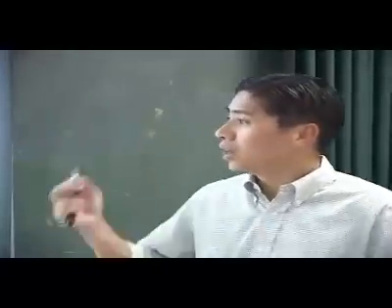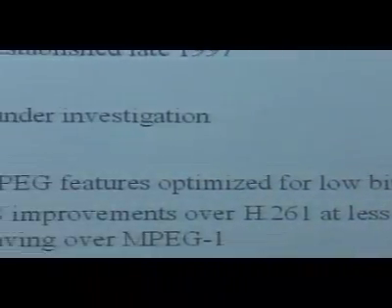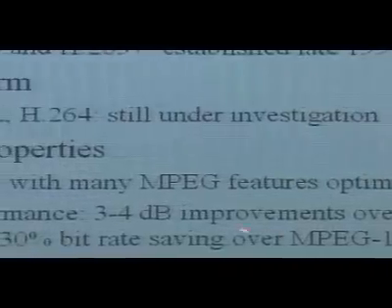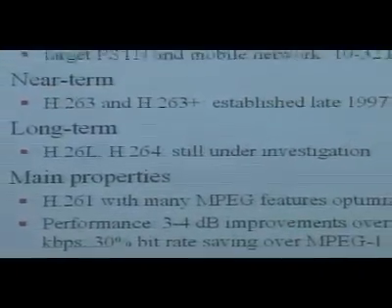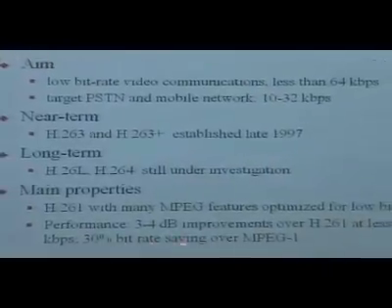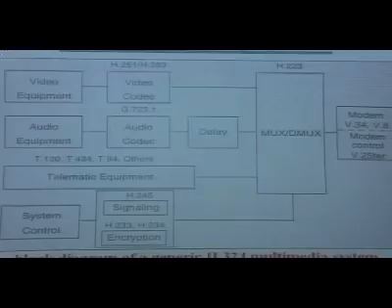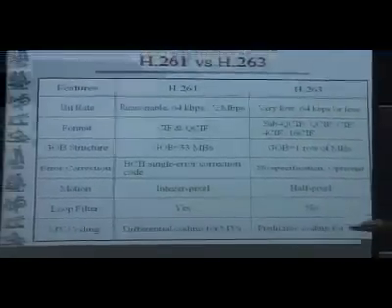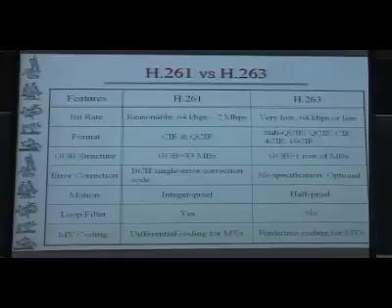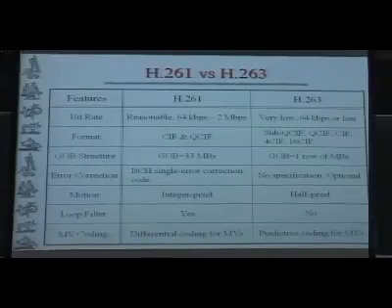So H.263 is the follow-up of H.261. It is actually H.261 with many MPEG features, optimized for low bit rate. It's geared toward low bit rate applications. It has a major improvement over 261, roughly 30% bit rate saving over MPEG 1, which is a pretty powerful improvement. So the 263 main block diagram is this, and these are the main differences between the two codecs. This is where the 3 dB improvement comes from.